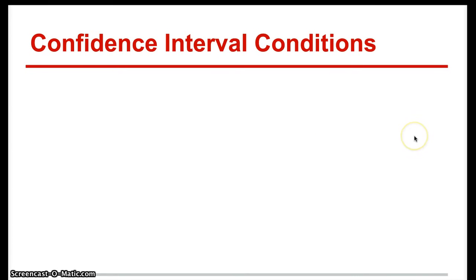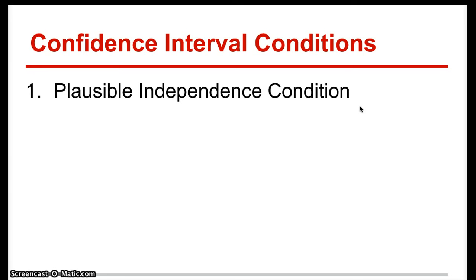So when you're dealing with confidence interval, there's some conditions. The first condition you have to check is the plausible independence condition. The plausible independence condition is just something that we kind of think about, and is there any reason to believe that they affect each other, that one event affects another one or one outcome affects another one? Usually that's not going to happen, but we just have to state whether or not we think things are independent.